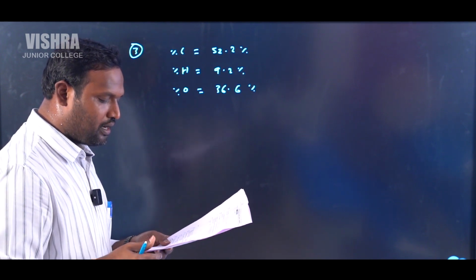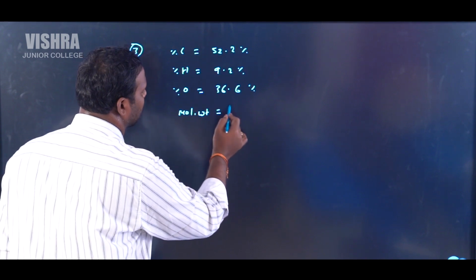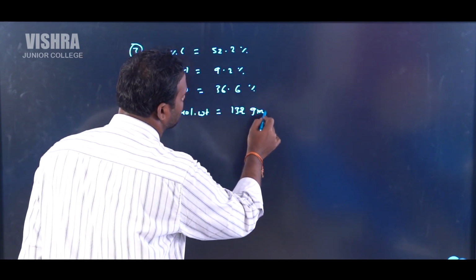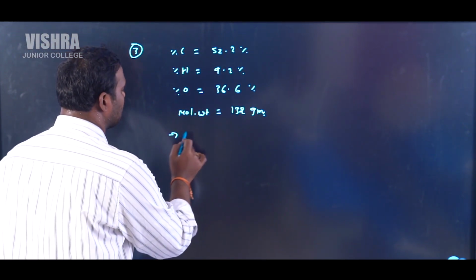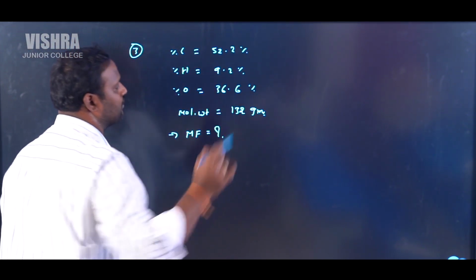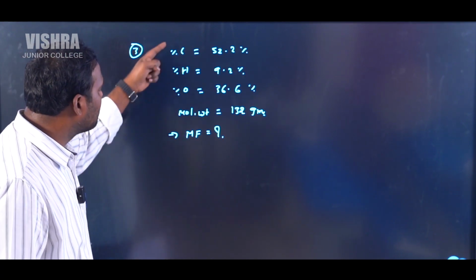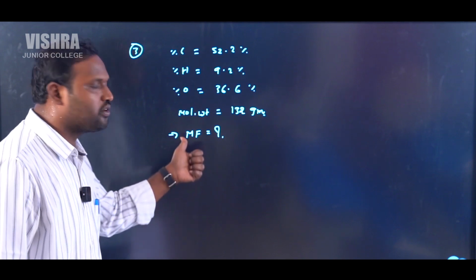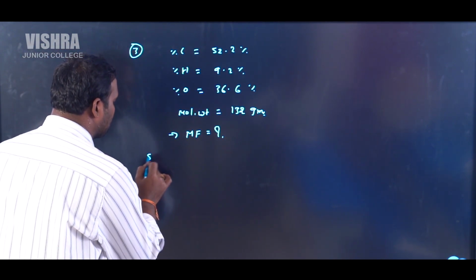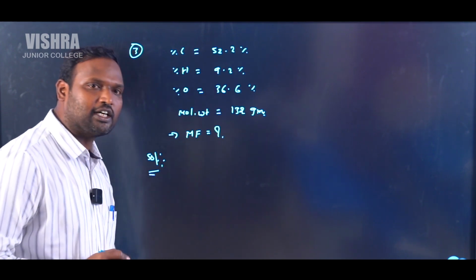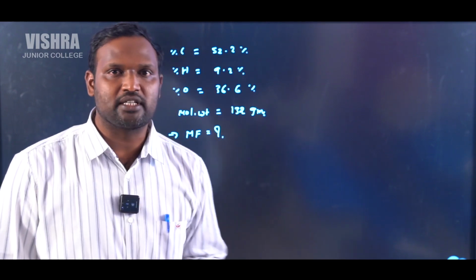Its molecular mass is 132 grams. The molecular weight of the given compound is 132 grams. So what is the molecular formula of the given compound? We are given the percentages of the 3 elements present in the compound, and the molecular weight 132, and we have to find the molecular formula. Already you know how to find empirical and molecular formulas if the percentages of elements are given.